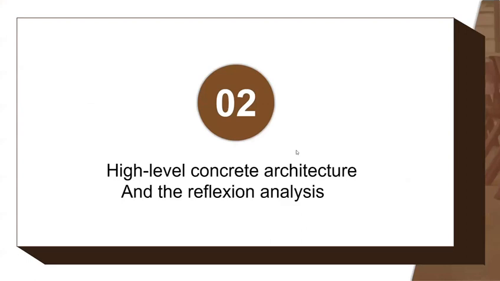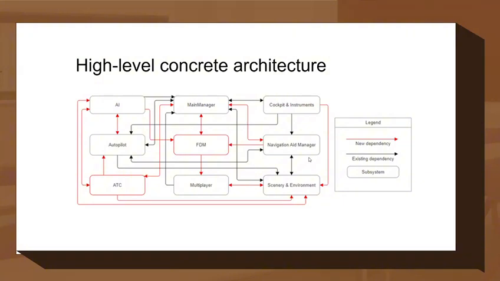Next, let's move on to a more specific architecture, as shown in Figure 2. In this more detailed architecture, we can see there are 9 components within the concrete architecture for FlightGear. We added 2 components. The first one is the FDM, the flight dynamic model. The flight dynamic model is the core of any flight simulation software, responsible for calculating the forces and the moments acting on the aircraft and determining the aircraft's response to control inputs based on its physical properties.